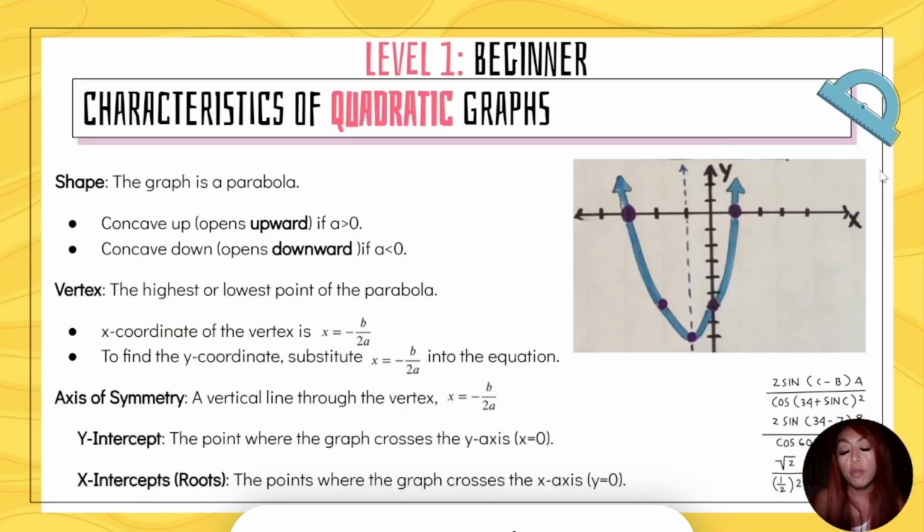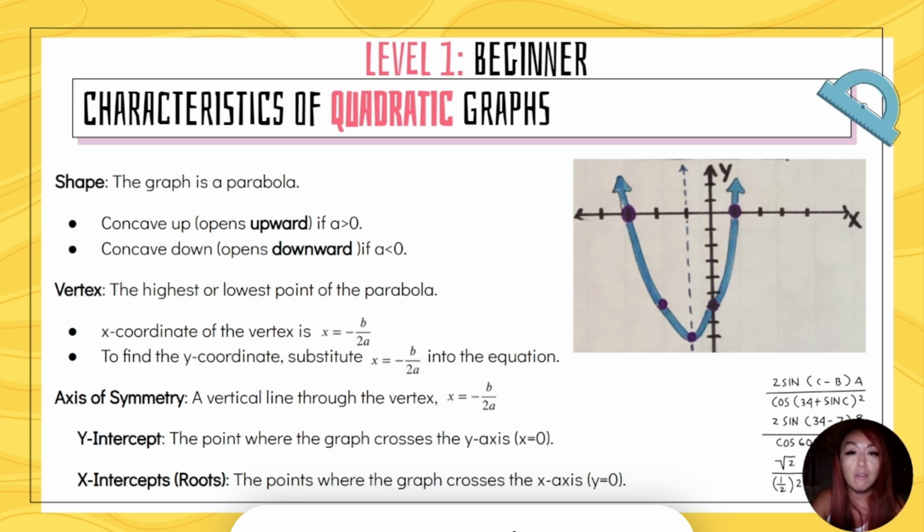So we started looking at the graphs of a quadratic in the previous lesson, but we're going to dive a little deeper in this lesson. So here are some characteristics of quadratic graphs. The shape of the graph is called a parabola. It's a U-shaped graph, and it can be concave up or open upwards or concave down.